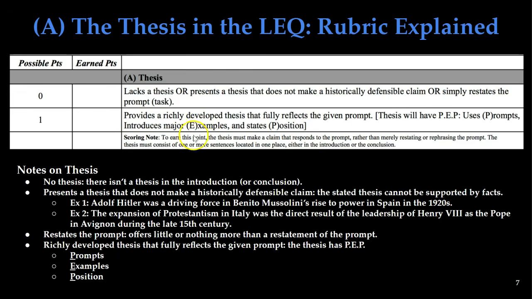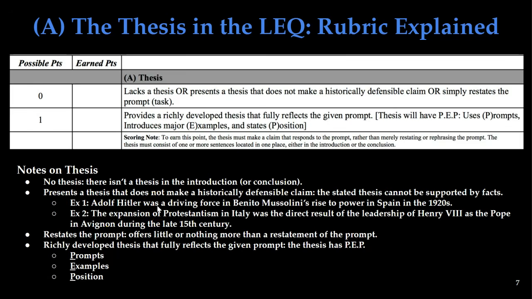Okay, so your thesis statement has to answer the prompt. If you don't answer the prompt with historically defensible evidence with a line of reasoning, you're not getting the point. So let's look at some generic exemplars on the bottom here. So first, make sure what you're writing about is correct. It can't be historically inaccurate. For example, Adolf Hitler was a driving force in Benito Mussolini's rise to power in Spain in the 1920s. There's a lot wrong there. I'm not going to go into it, but that's just historically inaccurate.